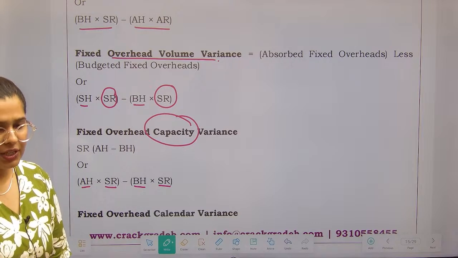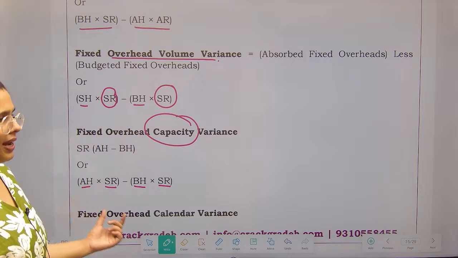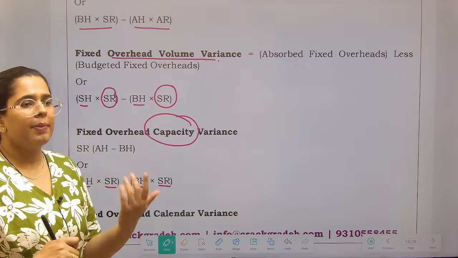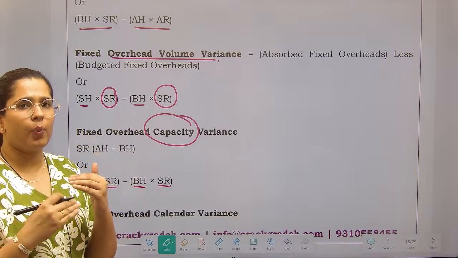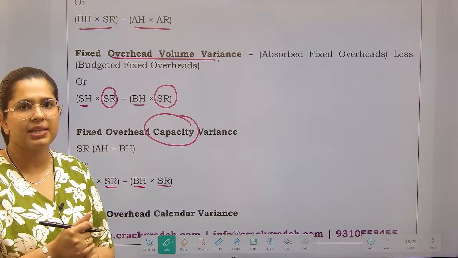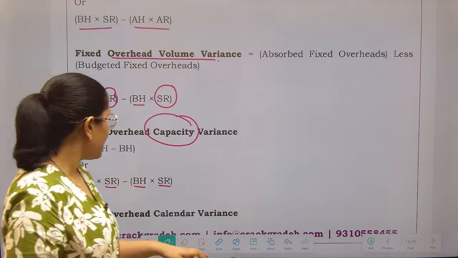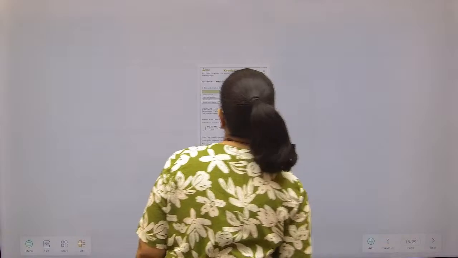ठीक है? अब एक चीज बताओ, यहाँ पे मैंने actual hours को पहले क्यों रखा है? Actual hours को पहले इसलिए रखा है because actual hours are going to be always more. ठीक है? Actual hours आपके ज्यादा होंगे. Budgeted hours आपने कितने रखे थे? Actual hours उससे ज्यादा हो सकते हैं. Now next we have the calendar variance.